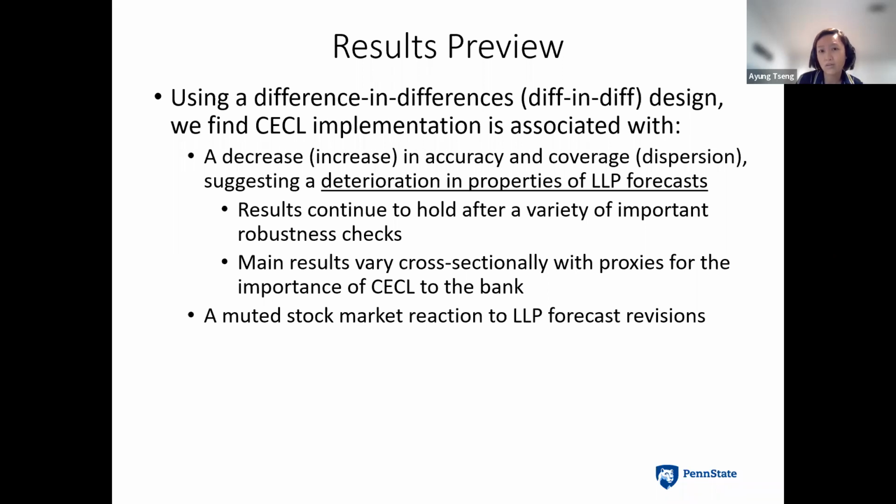So I just want to hear your thoughts. I agree with these robust results, but can we interpret it as a deterioration in properties of analyst forecasts, or is it just a very different kind of forecasting task before and after this new standard? So maybe it's not that comparable.